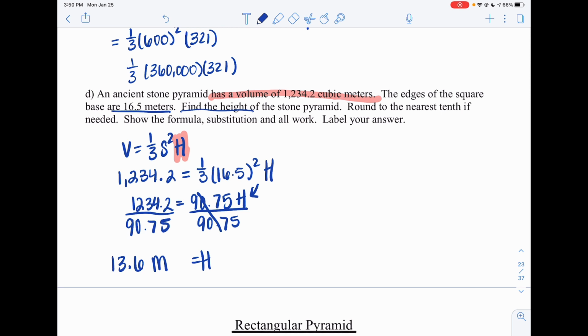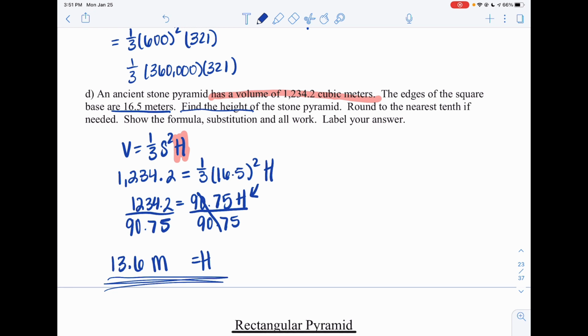Okay, now notice how I did not put cubic meters. Okay, I don't have a 3 as an exponent because we are talking about the height. We're not really talking about volume, and the only time we use cubed in the label is when we are looking for volume. Okay, so this is just the height. So this is my final answer.